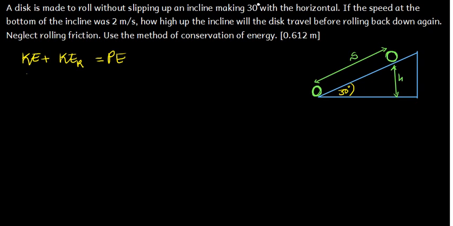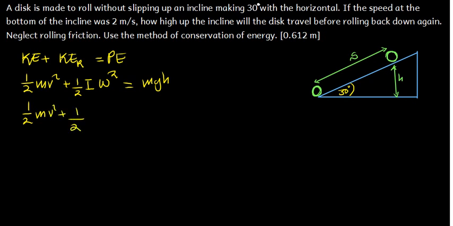So the kinetic energy is given by half mv squared. Rotational kinetic energy is given by half, mass, the equivalent of mass in rotation terms is inertia, and then the velocity is angular velocity squared. That will be equal to potential energy, which is mgh. And this will give us half mv squared plus half. Now inertia for a disk is 1 over 2 mr squared, and the angular velocity is linear velocity divided by radius, but because it's squared we also square those terms, and that will be mgh.